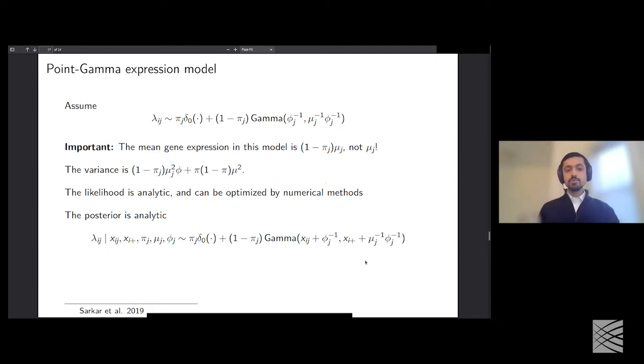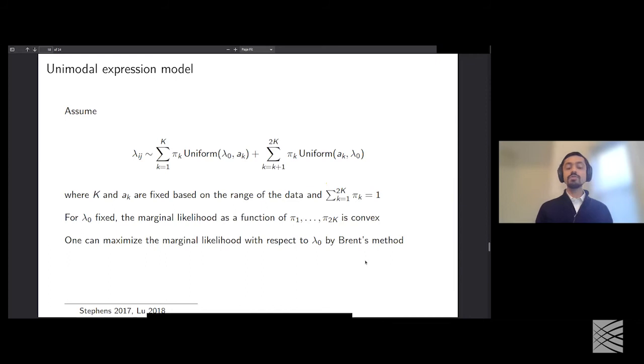One last point is that the posterior, again, is analytic under this simple expression model. That's less true or not true for more complicated models. We also considered in our paper much more flexible, semi-parametric models. The first one was a discretization of all possible unimodal distributions. The idea is that if you use a mixture of half uniform segments that are centered at some mode lambda zero, you can capture any unimodal distribution with mode lambda zero.